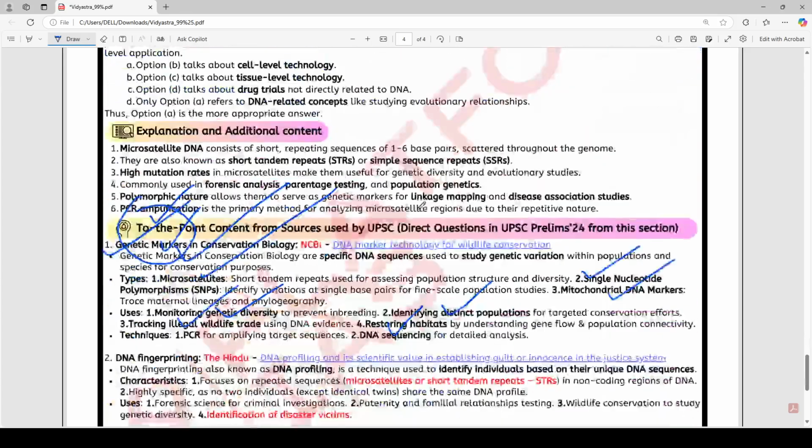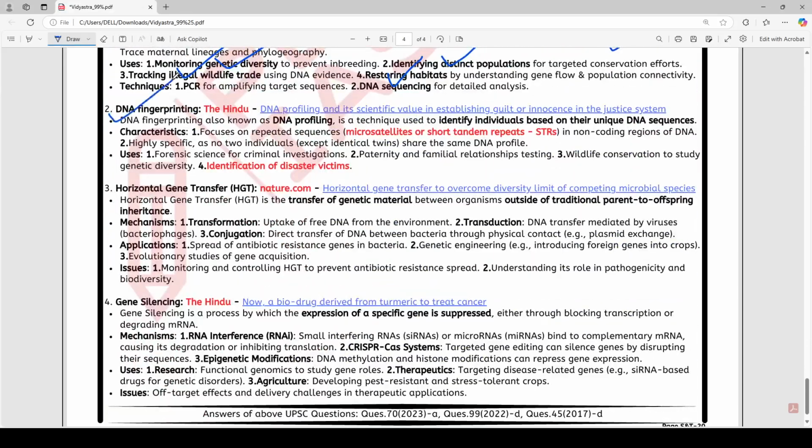Okay, now coming to the next one, DNA fingerprinting. Again, this is like that only. In DNA fingerprinting, as I told, 99% of people, of organisms of the same species, have the same DNA. But in 1% there is variation, and that 1% we use for DNA profiling, to identify individuals from a population based on their unique DNA sequences.